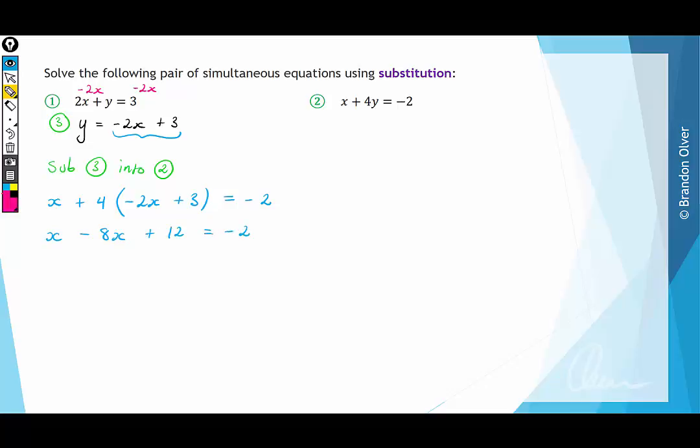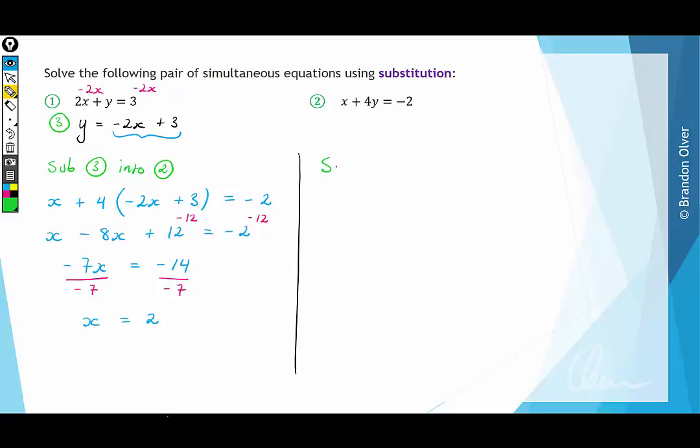And then what we need to do is get all the x terms on one side and all of the other terms on the other side. So we're going to subtract 12 from both sides of the equation, and that will leave us with x minus 8x, which is negative 7x, is equal to minus 14. Then we're going to divide both sides of the equation by negative 7 to get x by itself, and that will give us x is equal to positive 2.